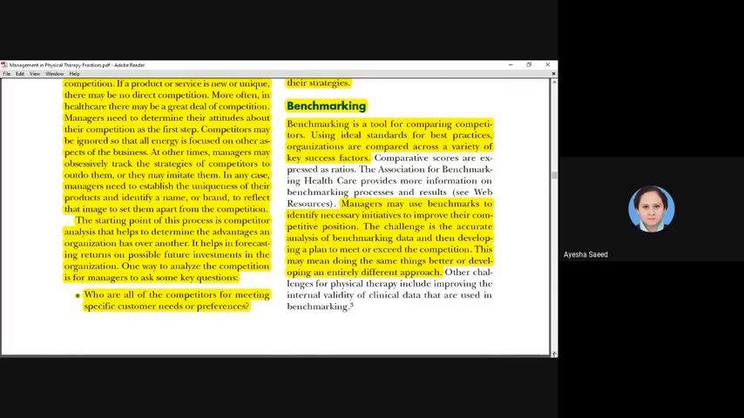First, you did the analysis of the target population, then you thought about how you're going to make your product unique. Now you are going to analyze who the competitor is, what they are providing. This helps to determine the advantages that an organization has over another. It helps in forecasting returns on possible future investments in the organization. One way to analyze the competition is for managers to ask some key questions. Who are all of the competitors for meeting specific customer needs or preferences?